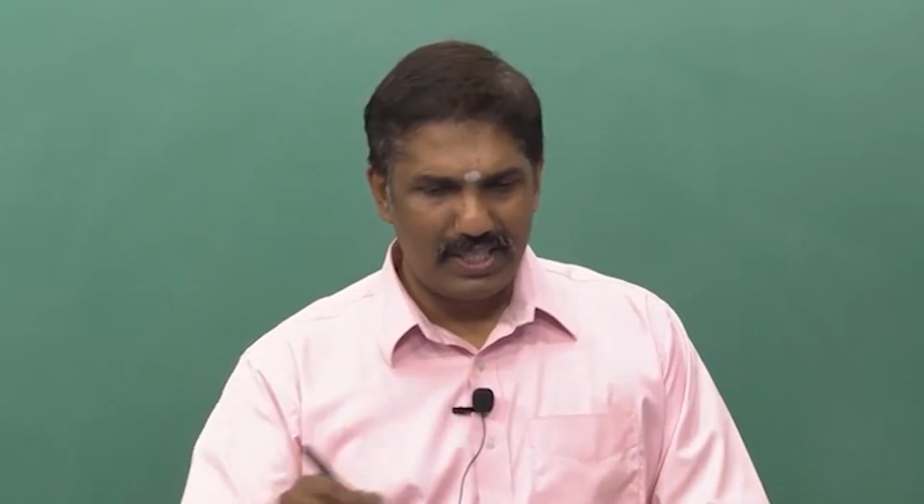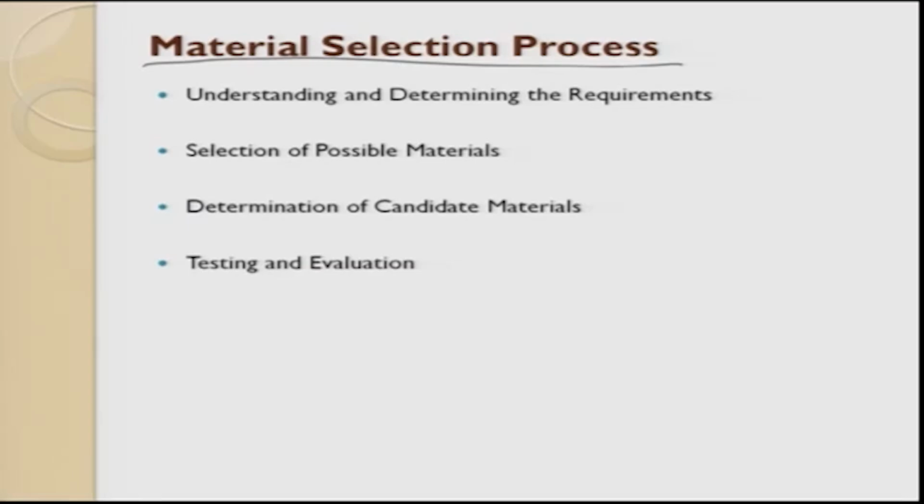So the material selection process first starts from what the customer wants. So understanding and requiring the requirements. Then you make a selection of a possible material. Then you make a determination of the candidate material. Then you do testing and evaluation before the product goes into the market. So here, first you understand the customer, then you try to select all possible.